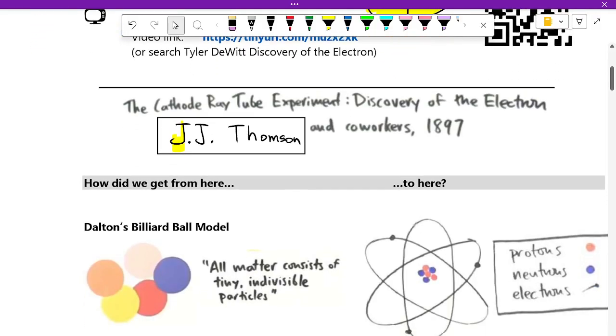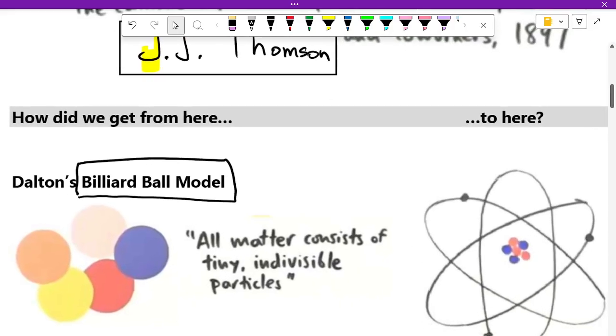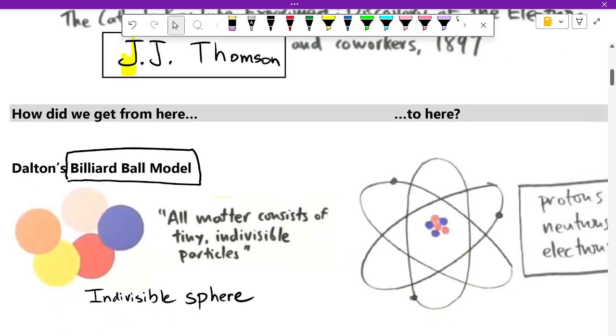So how did we get from Dalton's billiard ball model, which is just an indivisible sphere, to this thing where we have protons, neutrons, and electrons? How did we do that? Right? That's crazy. You don't need to have this labeled, but that's what we have eventually ended up with.